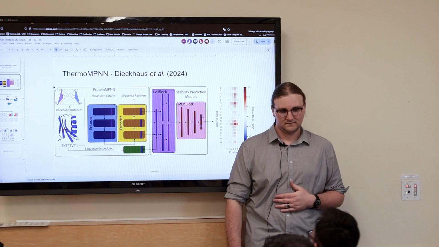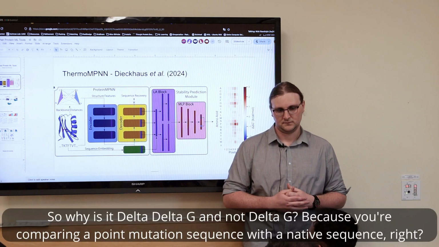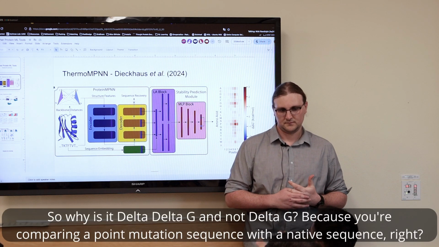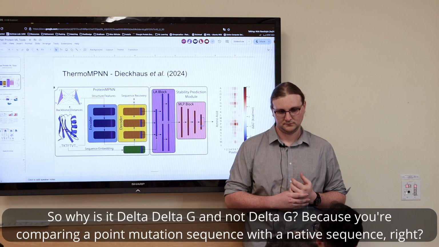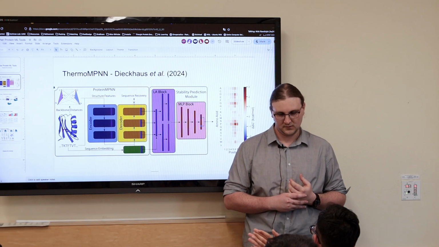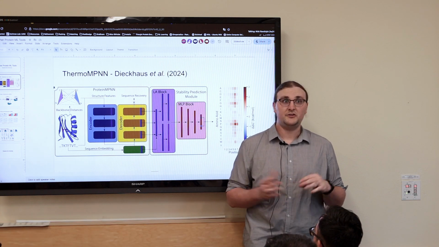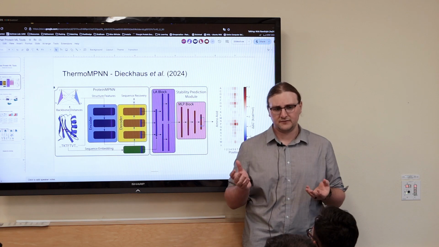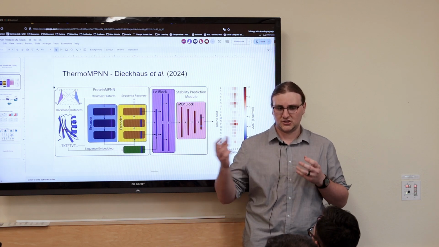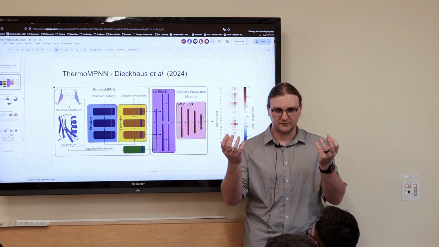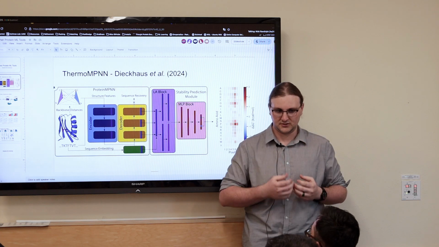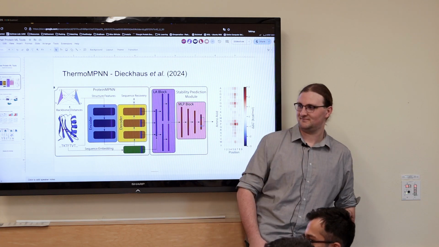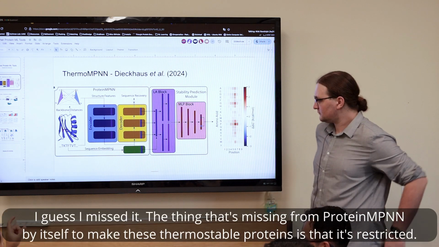So why is it delta delta G, not delta G? Because you're comparing a point mutation sequence with a native sequence. Right. So when you typically think of stability, that's a delta G value. We're looking for the change in stability. So you're comparing two delta G values, which makes a delta delta G.